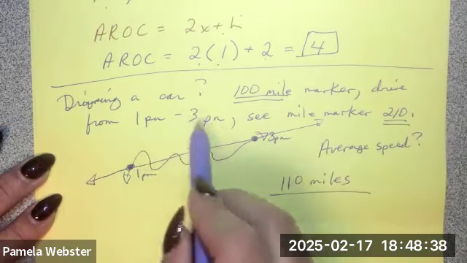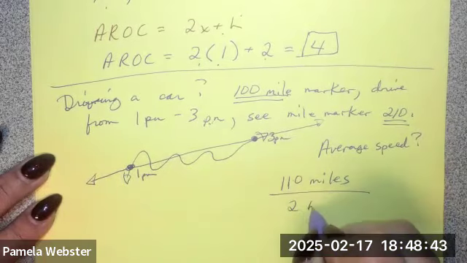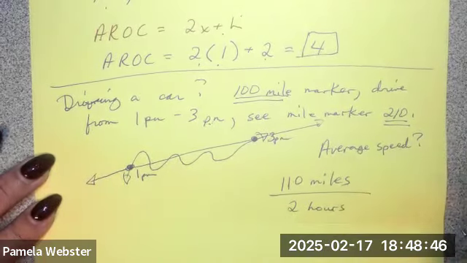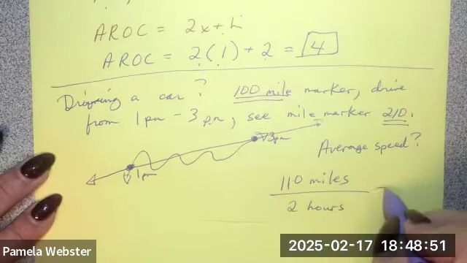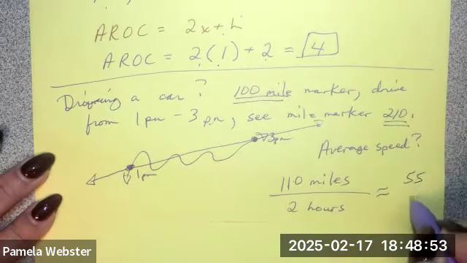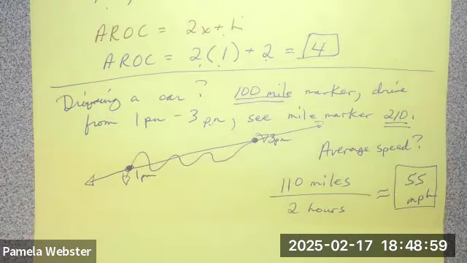Well, that gap between 1 p.m. and 3 p.m., the difference, the h, is 2 hours, right? So we drove 110 miles in 2 hours. That's about 55 miles per hour is what we say our average speed is, or our average rate of change. So there are some very realistic, hands-on examples of why we would need this average rate of change, and that's what we're trying to play with here.